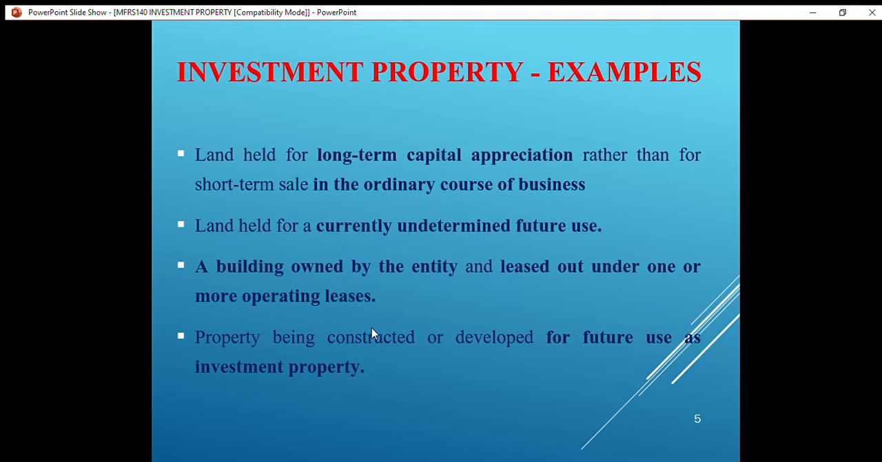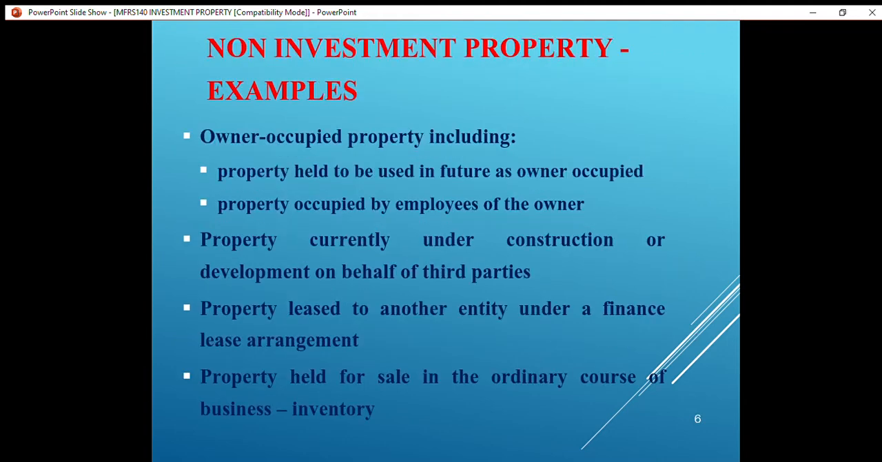And then the properties being constructed or developed for future use as investment property. Okay, so this one is also an IP, since once the building or the property is completed, it will be used as an IP in the future. So property that is under construction but to be used as an IP in the future can also be classified as an IP.